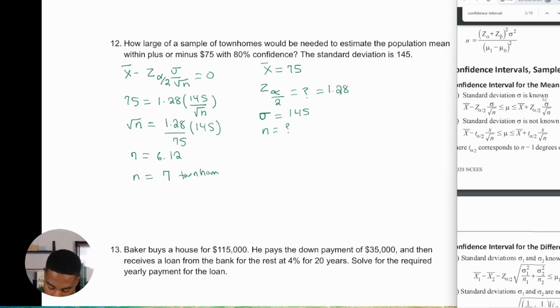So we need a sample of 7 townhomes, we need to estimate the population mean within plus or minus $75 with 80% confidence.